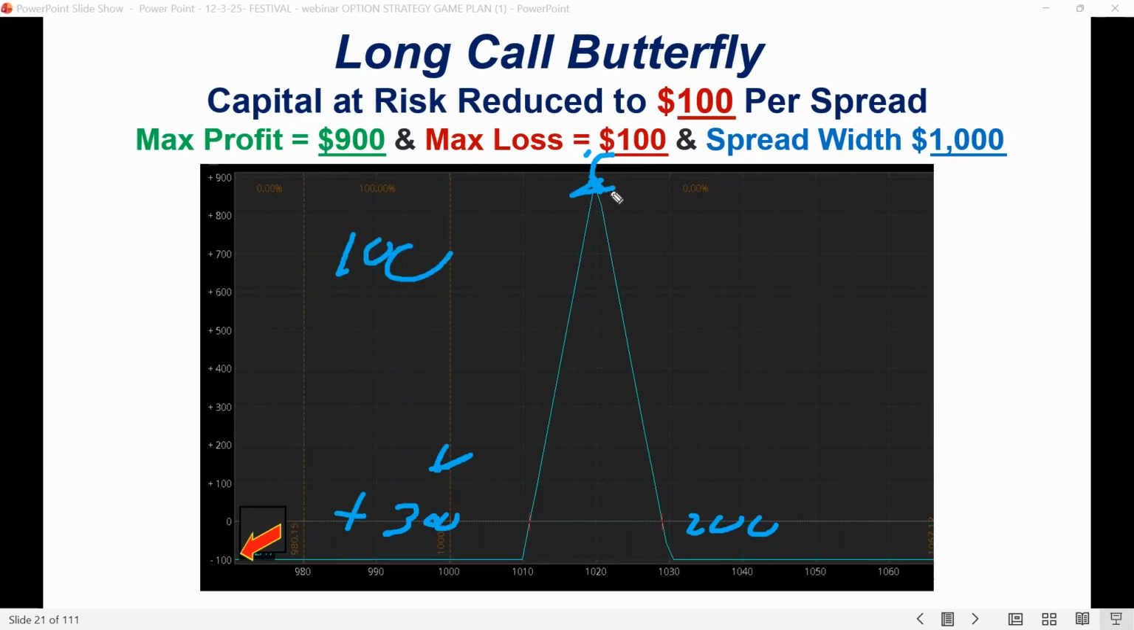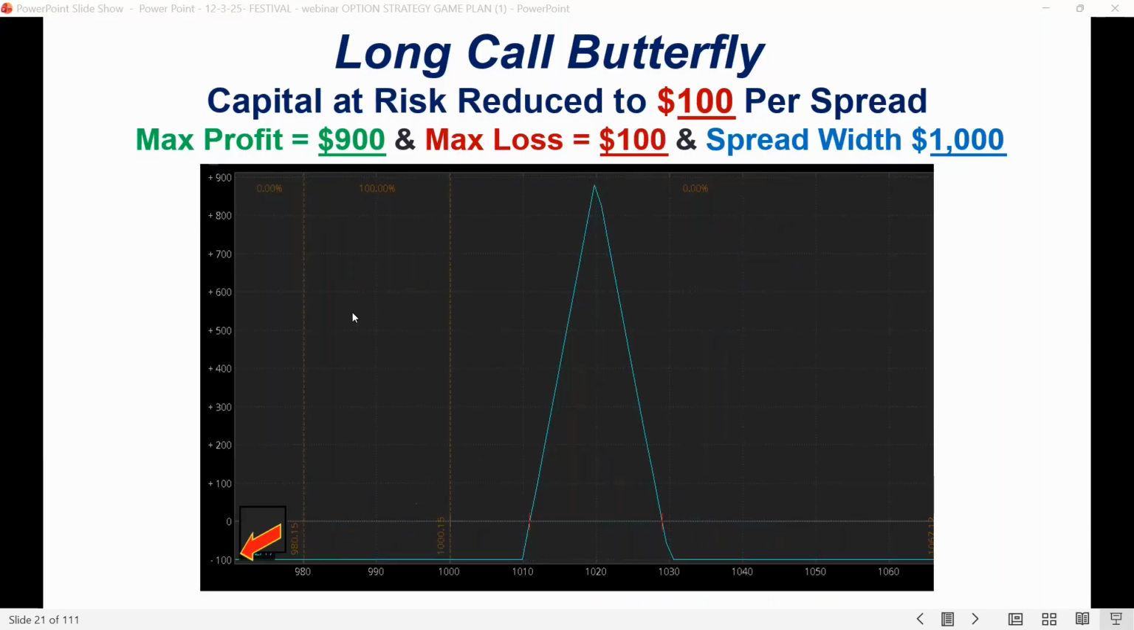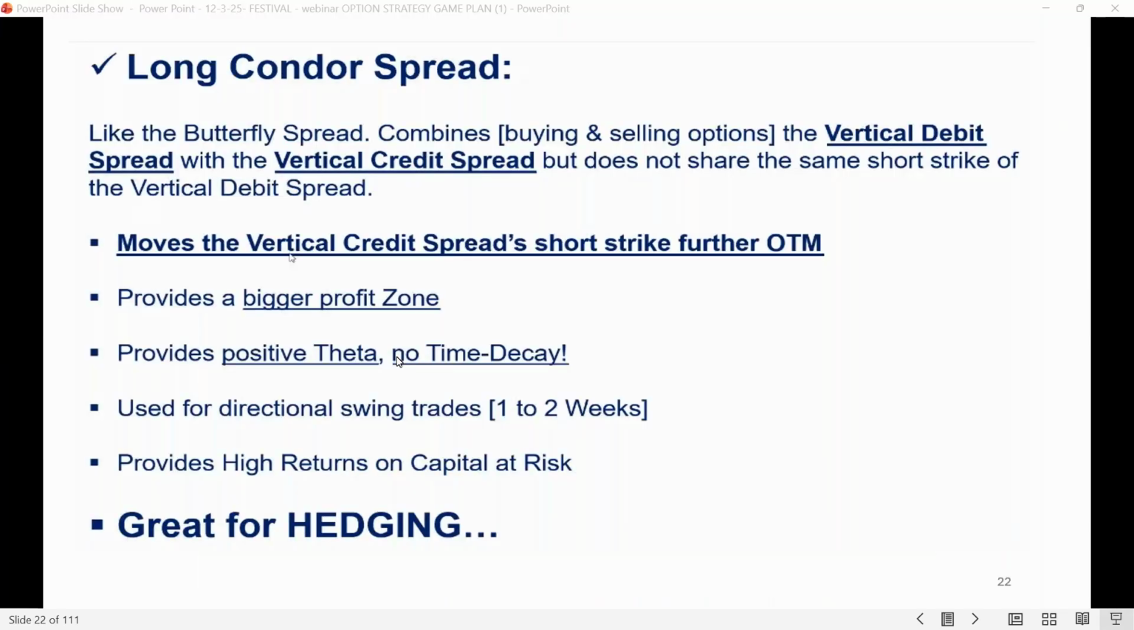But if you went out at the top of that tent, the potential profit is $900: $1,000 wide spread, less your reduced cost of 100. So your profit potential is 900, which would be a 900% return, or anything in between, in that area. So these are a great strategy to really reduce risk, but also get really levered up return.